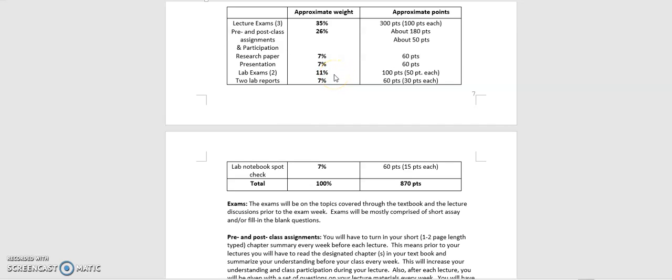And also you will write 2 lab reports. Out of the many labs you'll be doing, you will select 2 topics and write 2 scientific lab reports. Each report is about 30 points. So the 2 reports will be about 60 points total. About 7% of your final grade will be determined by the 2 lab reports you'll be writing.